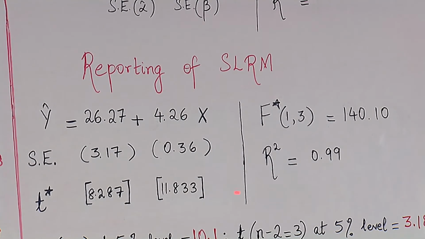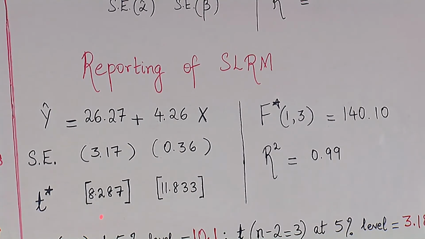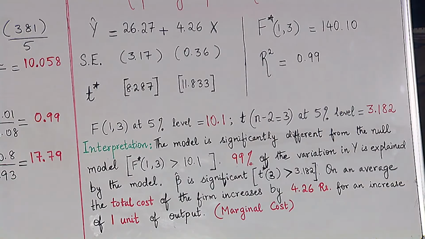Based on this template, now we are going to interpret the SLRM model for the cost function. The table F value at 1,3 degrees of freedom at 5% level of significance is 10.1, and the table T value at 3 degrees of freedom at 5% level of significance is 3.182. The procedure for obtaining F value and T value was discussed in the previous session. Now, let us interpret the SLRM model that we have obtained.